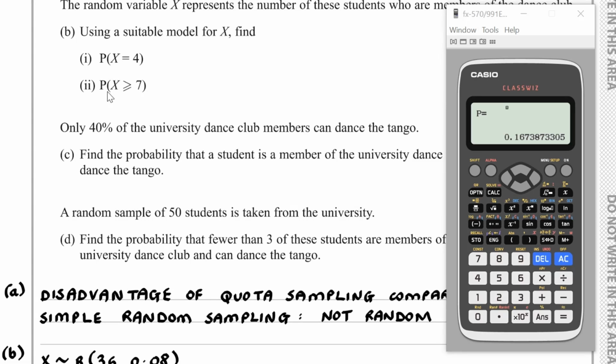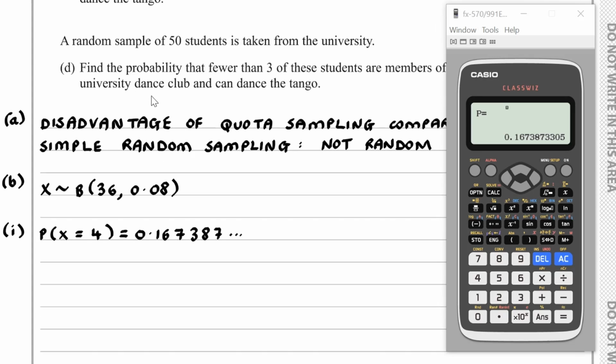And now we have to find, for the second part of Part B, the probability that X is greater than or equal to 7. So, the probability that X is greater than or equal to 7 is the same as 1 minus the probability that X is less than or equal to 6.